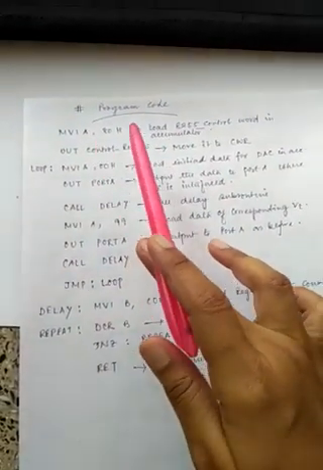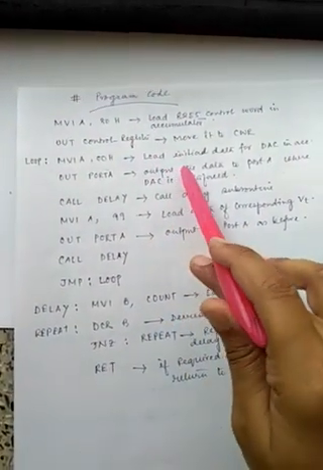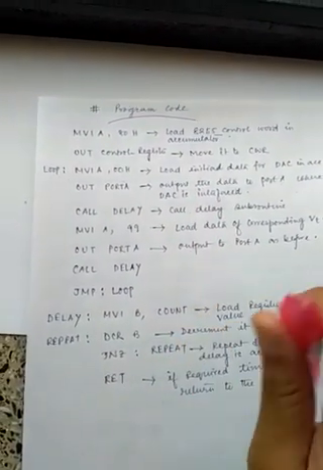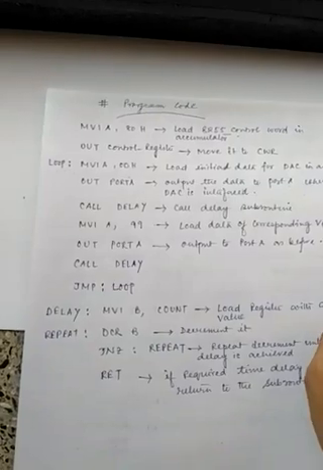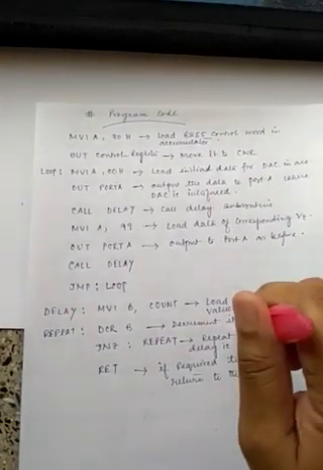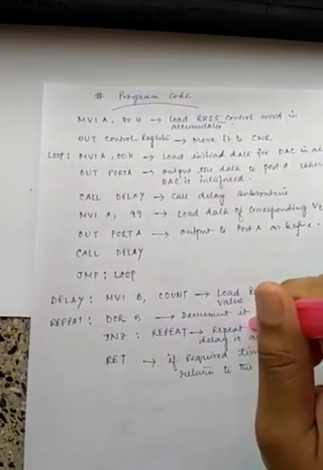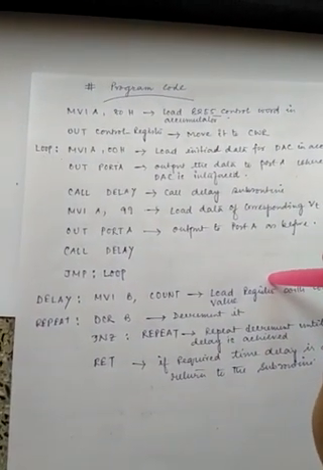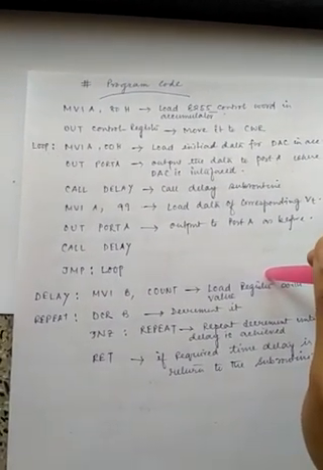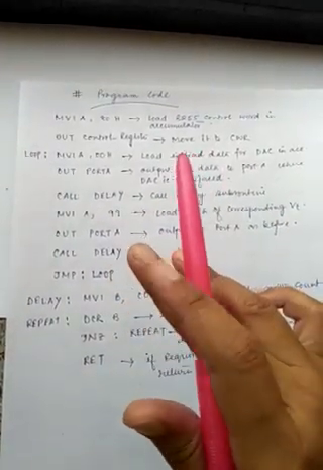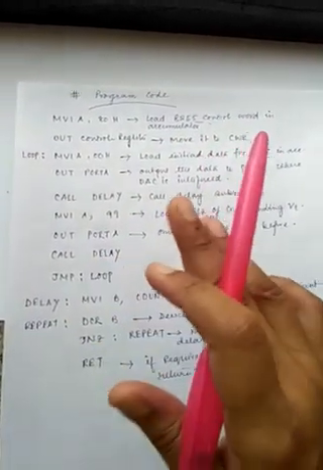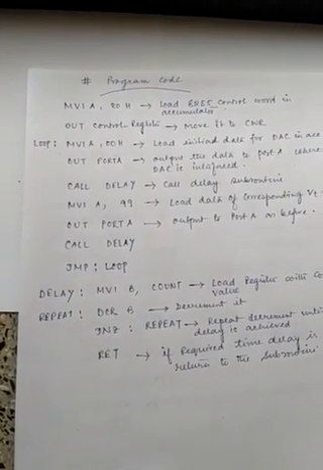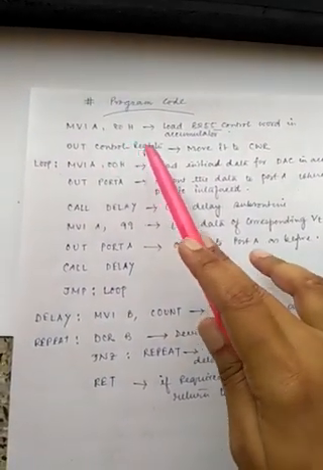The first line is MVI A, 80H. Why is it 80? Because we are using port A, and the default port address of port A is 80. For port B it is 81, for port C it is 82, and for the control word register it is 83. Here I have not adjusted the value for port A, port B and port C, so I will take the default value, right? So it is taken as 80.